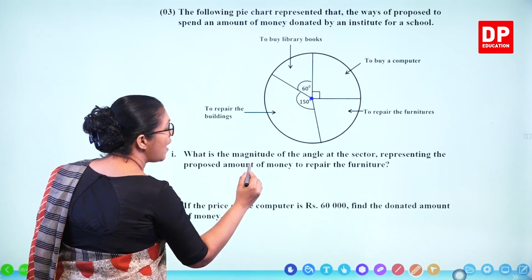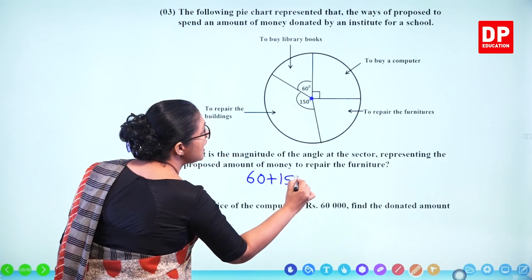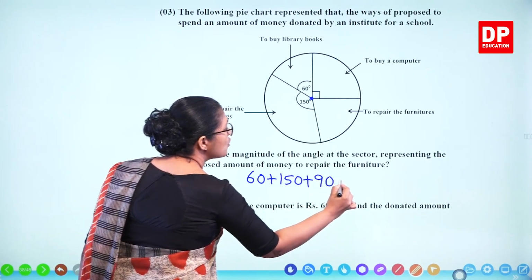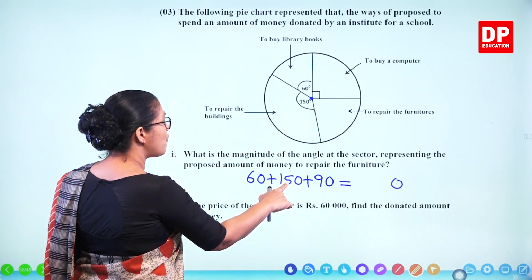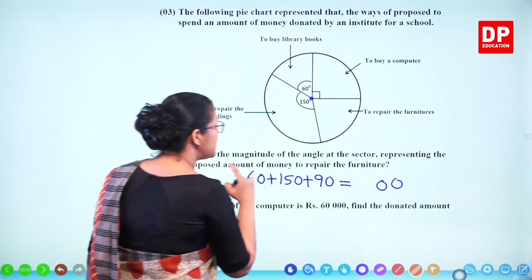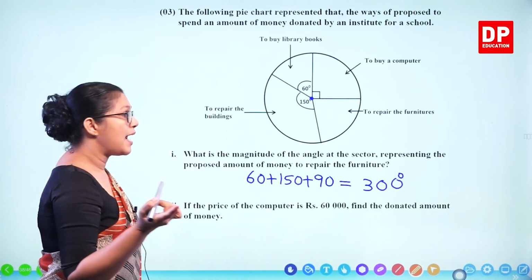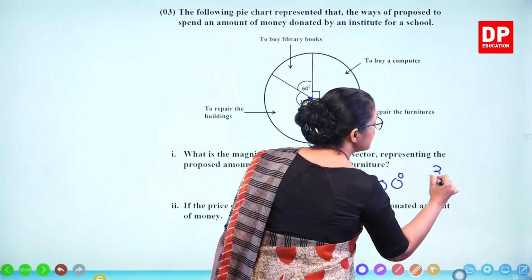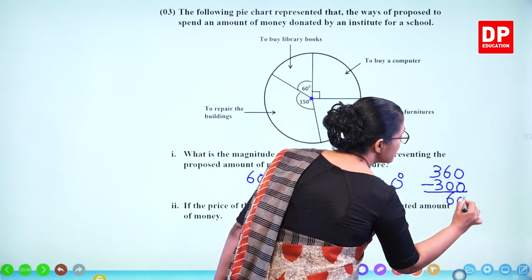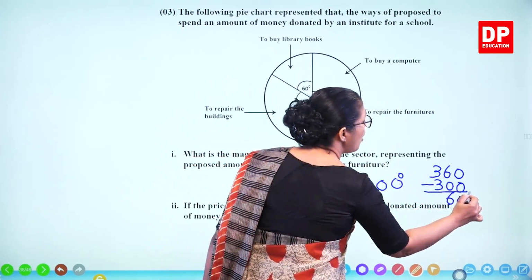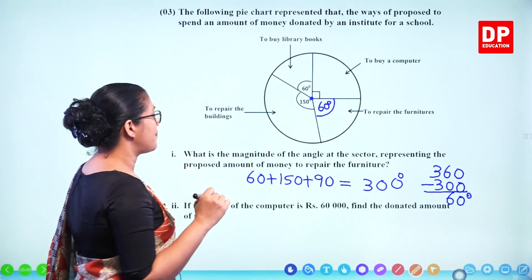So first you can add all the angles: 60, 150, 90. What's the total? You get 300. So 360 minus 300 is the angle. So 360 minus 300, you get 60 degrees for this part. So this becomes 60 degrees.